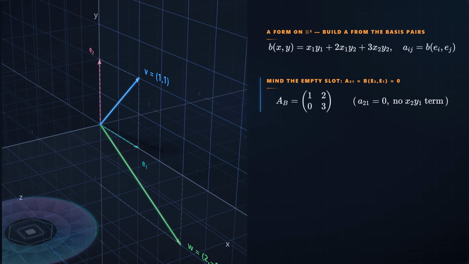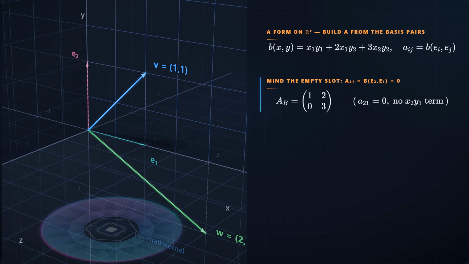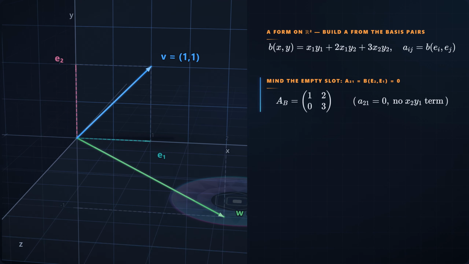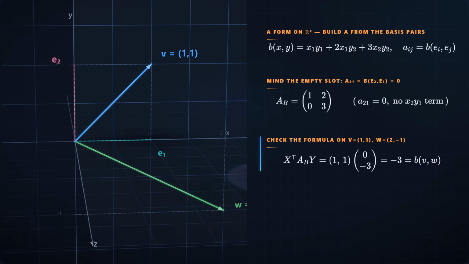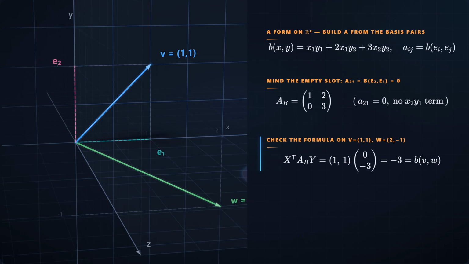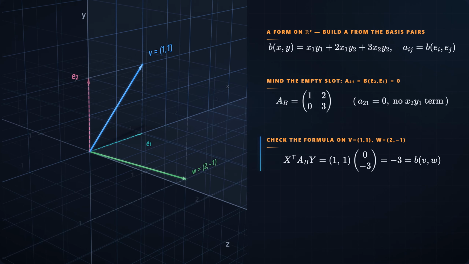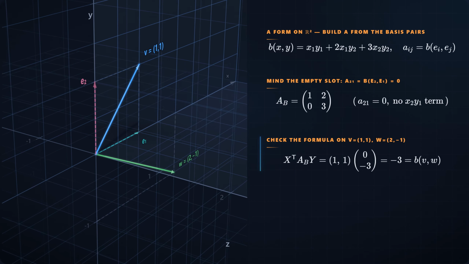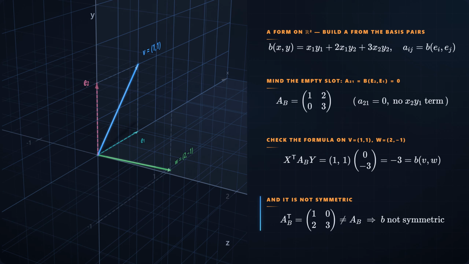Prove the formula actually reproduces the form now. Take V equals (1, 1), and W equals (2, minus 1). Straight from the definition, B is 1 times 2, minus 2, minus 3, that's minus 3. Now through the matrix, A times Y is (0, minus 3), and X transpose against that is also minus 3. Same answer. And because that off-diagonal pair is 2 and 0, not 2 and 2, the matrix isn't its own transpose, so this form isn't symmetric. The criterion catches it instantly. Matrix from the basis pairs, formula verified, symmetry read off the transpose.